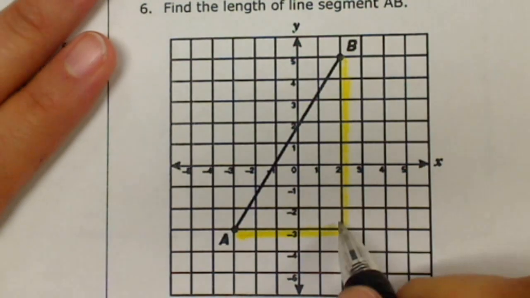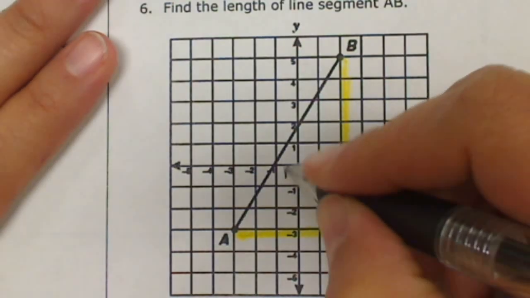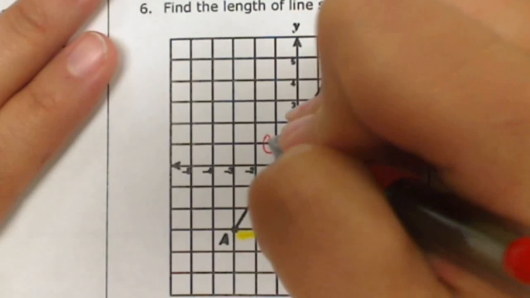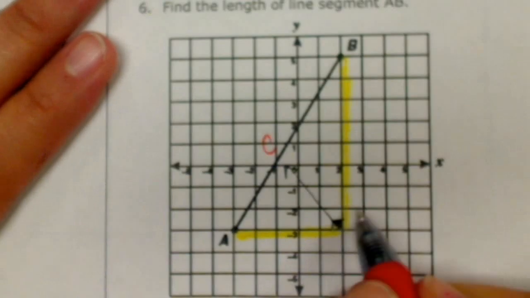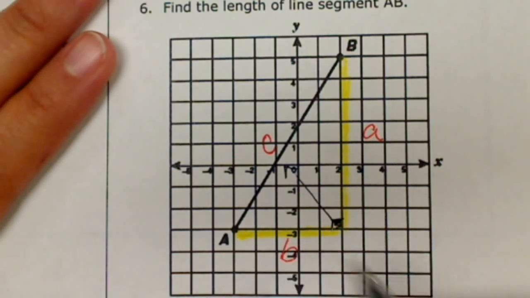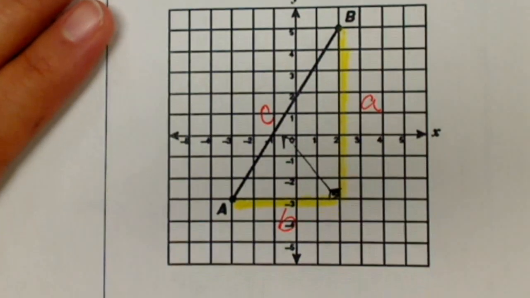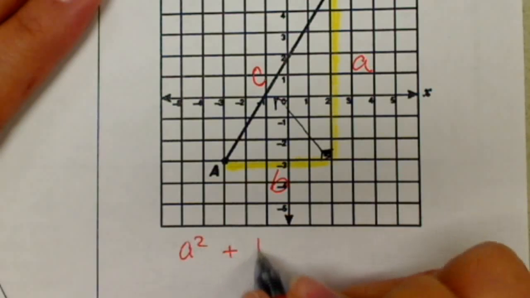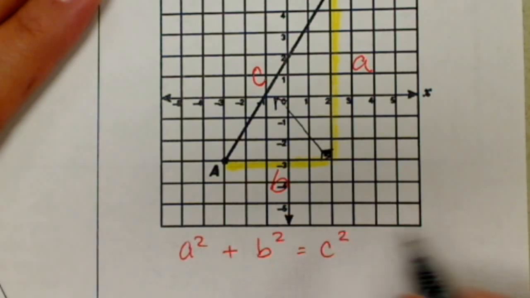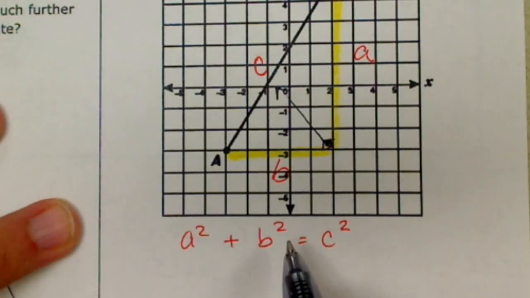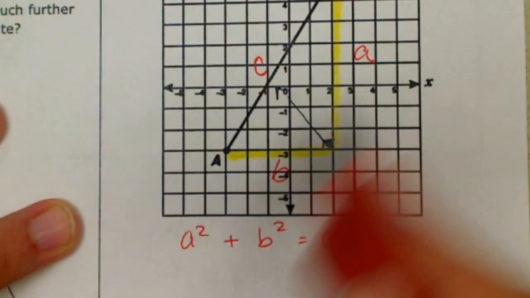And I'm going to go ahead and start labeling my sides. So there's my right angle. Across from the right angle is the hypotenuse, so I'm going to label that c. These two are the legs, and it doesn't matter which one's which. I'm going to label that a, and this side b. So I'm going to go ahead and write down my Pythagorean theorem formula, which is what I should write down every single time I have a right triangle and I need to use the formula. I need to know how long the sides are.